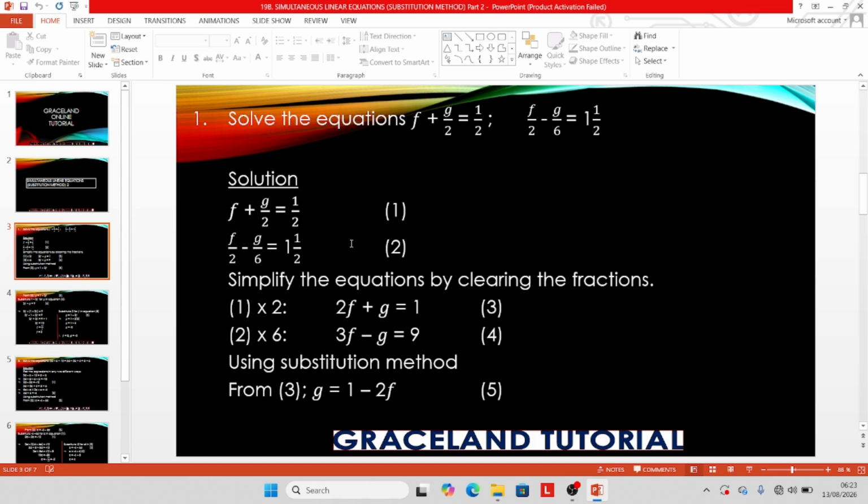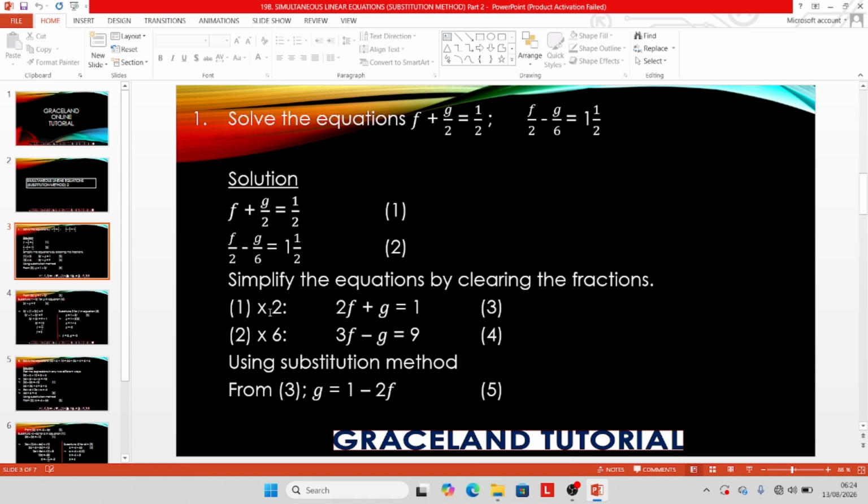Now, since the equations are in fractions, we'll need to clear the fractions. So how do we clear the fractions? Let's start with equation 1. To clear the fractions in equation 1, I will multiply equation 1 by 2. Why? Because the LCM there is going to be 2. So you multiply equation 1 by 2.